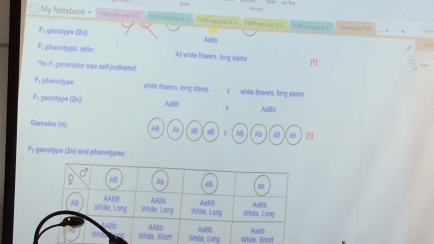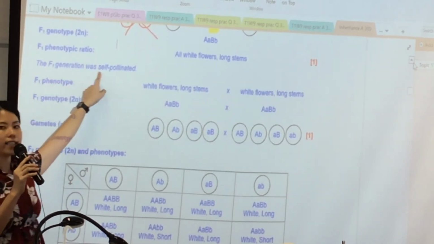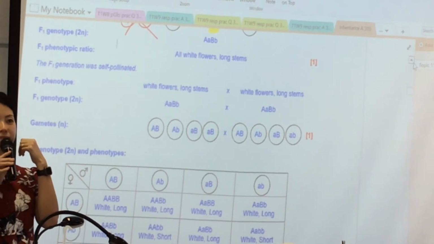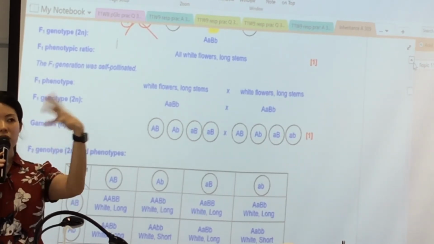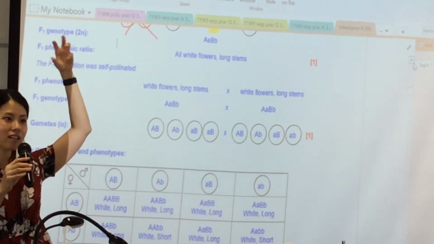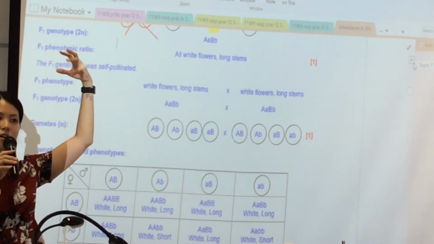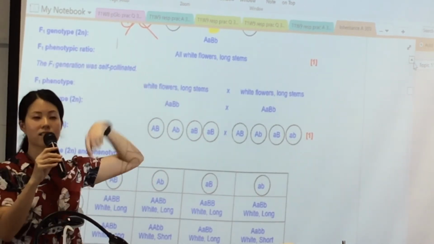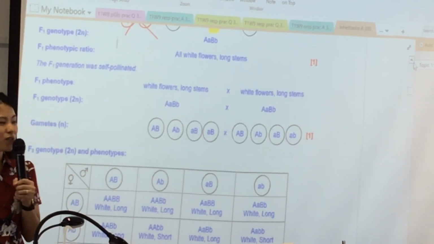So if you were to, starting from here, the F1 generation was self-pollinated. Now in plants, it's possible to do selfing. You cannot do it in humans. How come plants can do selfing? Self-pollination. Yes. For flowers you have the anther, which has the pollen grains, and you have the stigma for the female. So you can just transfer the pollen grain to the stigma, so it's self-pollination for the plant. But humans, you can't do it.